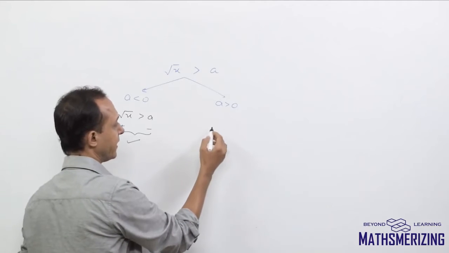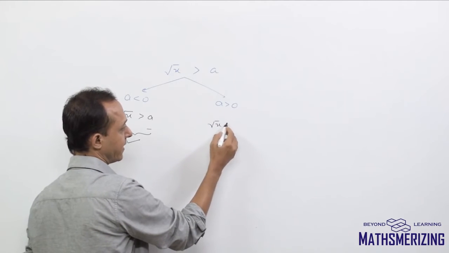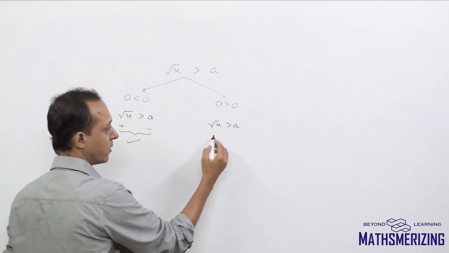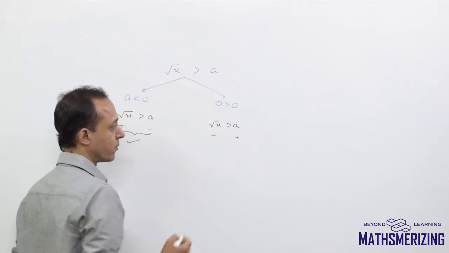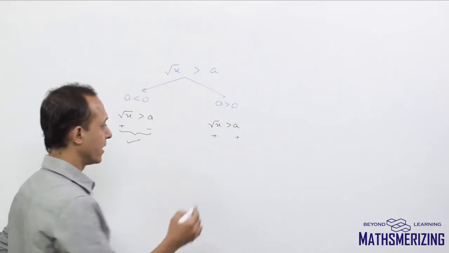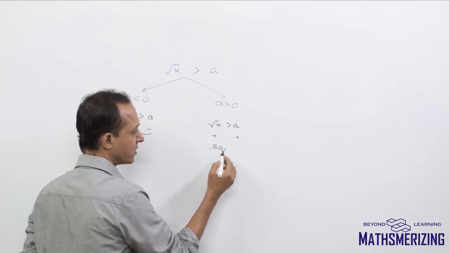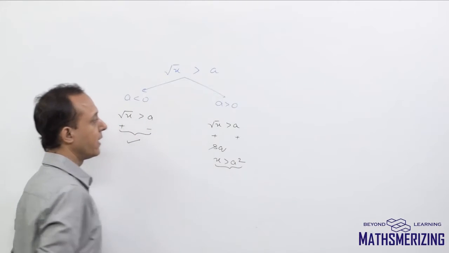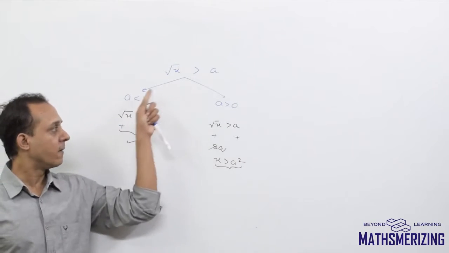Now what if A is positive? When A is positive, if I write under root of x is greater than A, the left hand side is positive and the right hand side is positive. So in order to solve this question, I can square it. If I square it, I'll get x is greater than A square. So this is how we'll solve it.